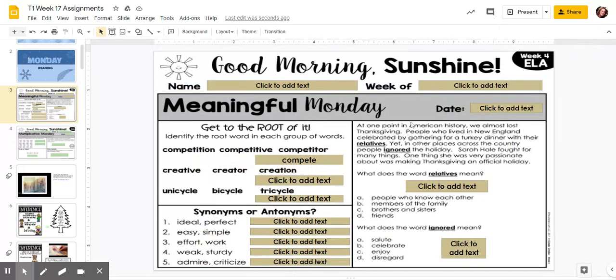You are going to be reading a paragraph, and within the paragraph, you have the words relatives and ignored. And you are going to use context clues from the paragraph to figure out the meaning of those words, and then just type the letter in the box.